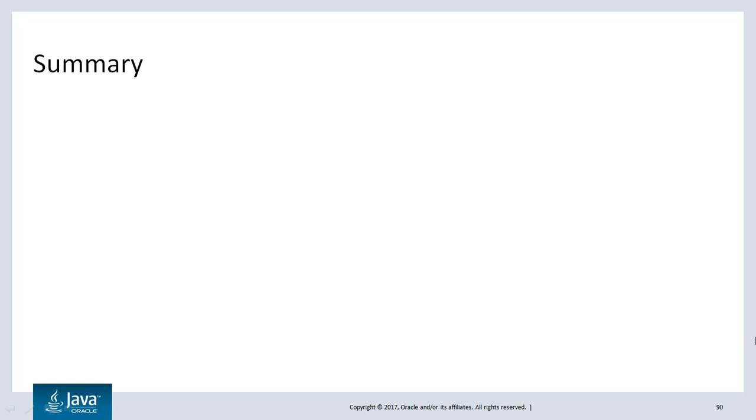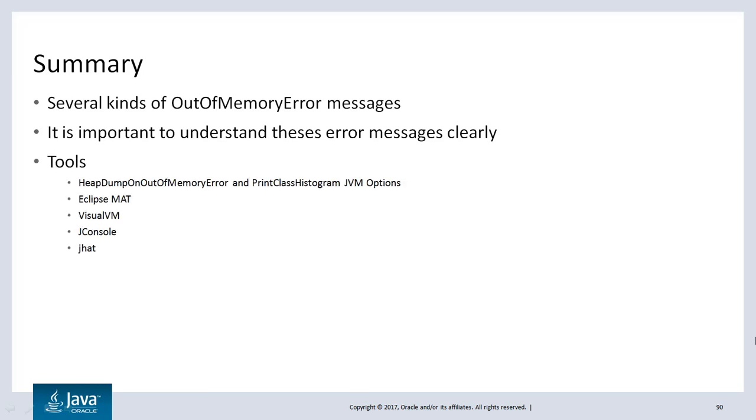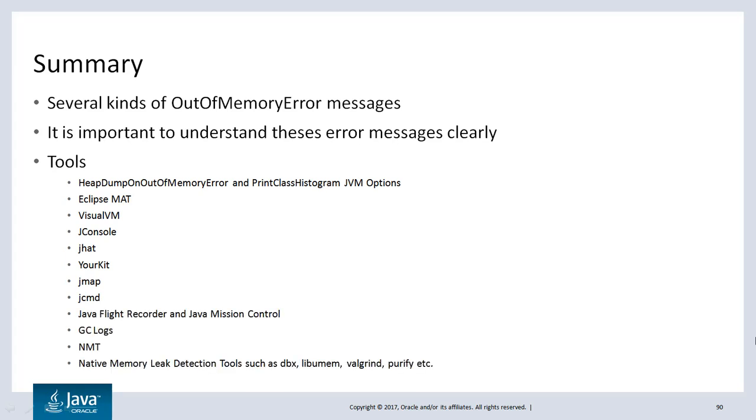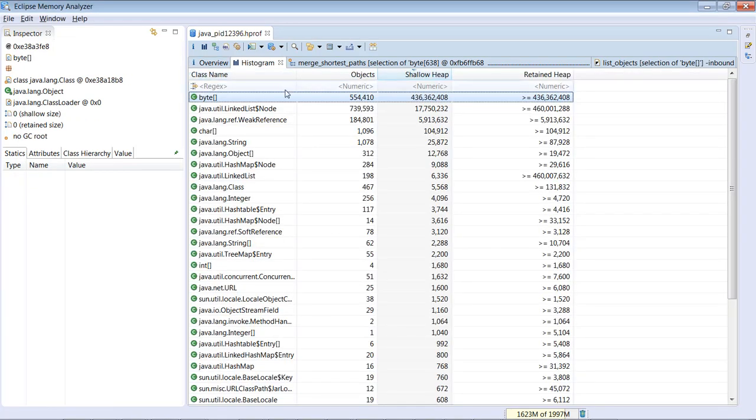To summarize what we have learned in this lesson, there are several kinds of out-of-memory errors with different messages. It's important to clearly understand what these messages mean so as to know which memory pool we should be focusing on while troubleshooting a particular out-of-memory exception. And here's the list of tools that we can use to troubleshoot memory problems in Java applications. And that brings us to the end of the lecture videos for lesson 3.